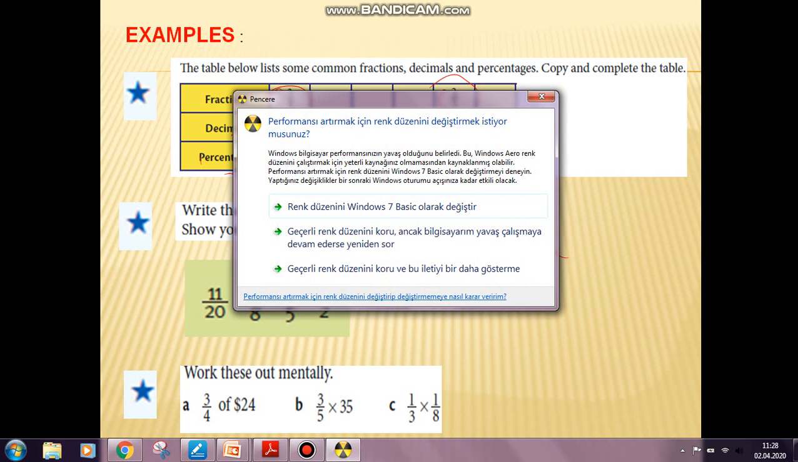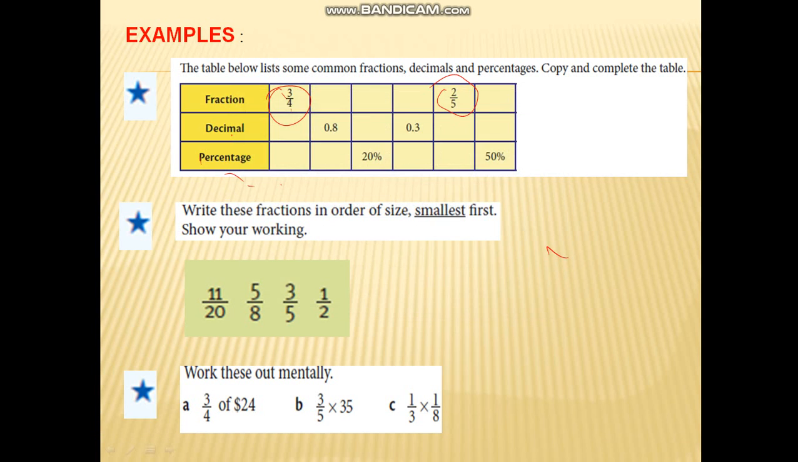For example, 3 over 4. We have so many ways. The first is to use division: 3 divided by 4. How many times is there 0? There is 0. How many times? 7 times. 7 times 4 is 28. 30 minus 28 is 2. Add a 0. How many times? 5 times. 5 times 4 is 20. 20 minus 20, the remainder is 0. The answer is 0.75. It's less than 1, of course, because 3 is less than 4. That's why the answer must be less than 1.